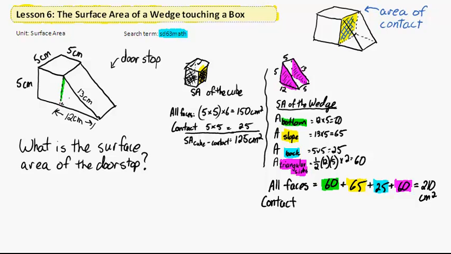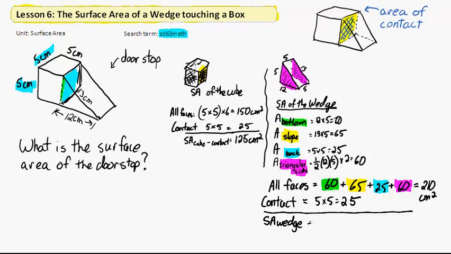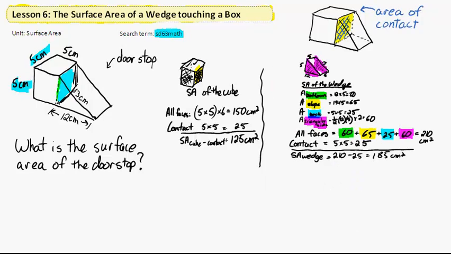Now the region in contact with the cube is the back side right here, and that is 5 by 5, or 25. 5 times 5, which is 25. We have to subtract that out. So the surface area of the wedge, after we've subtracted out the contact point, is 210 minus 25, which is 185 centimeters squared. There, I had to shrink it again.